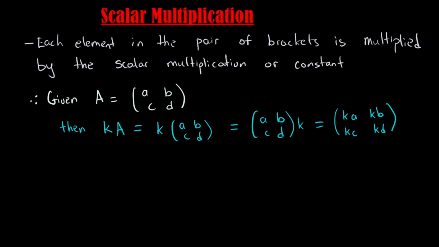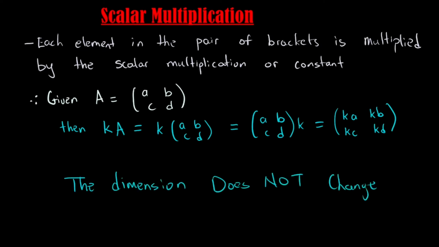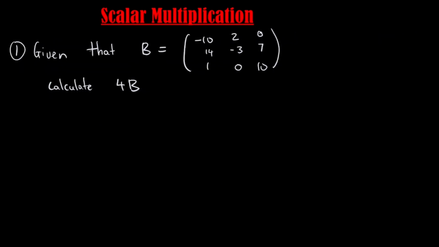Therefore, you would get ka, kb, kc, and kd. Let me also point out that the dimension does not change. So let's go right ahead and start working some problems.